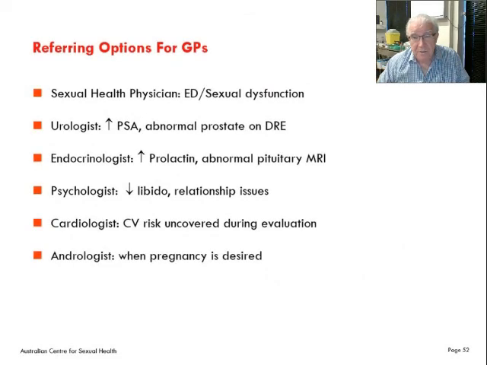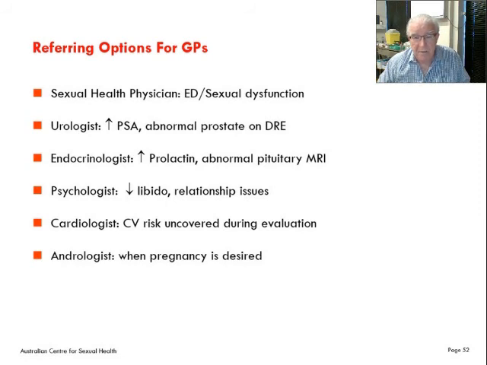For general practitioners, who should they refer their patients to when they feel less comfortable managing these patients themselves? Well, if a patient has sexual dysfunction, refer them to a sexual health physician or an interested urologist. Clearly, a urologist is the best person if PSA is increased or if digital rectal examination is abnormal. If a patient has raised prolactin or an abnormal pituitary MRI, send them off to an interested endocrinologist.